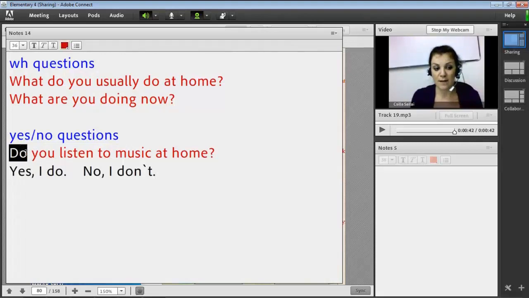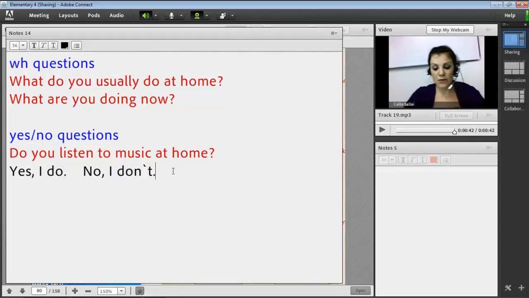Look at that. Just a few minutes ago we talked about the helping verb that we use in the present simple, which is do or does. It depends on the subject. So when we ask the question, do you listen to music? The answer can be yes I do or no I don't. So you have to give the short answer with the same helping verb.